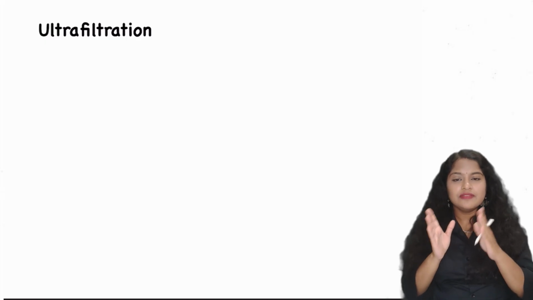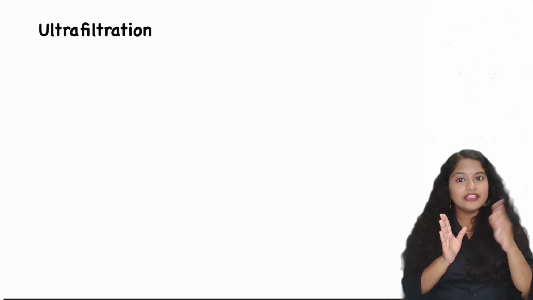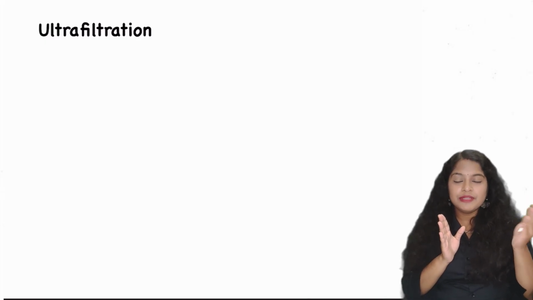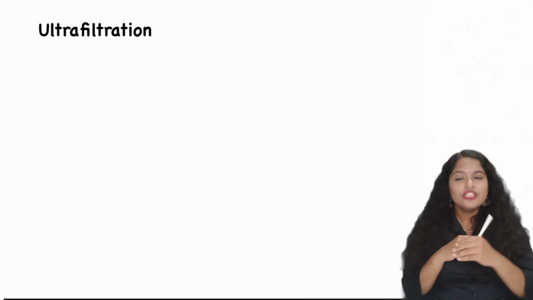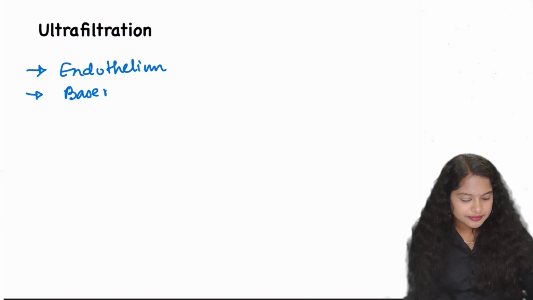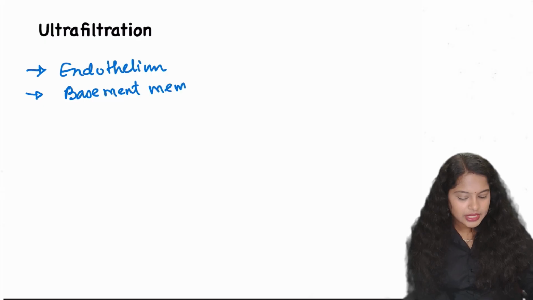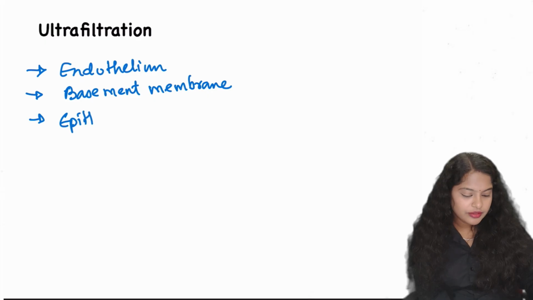So actually for this filtration or diffusion to happen, 3 layers should be there. Like we have learned the diffusion membrane between the alveoli and blood vessels, the same kind of diffusion membrane is present between the glomerulus and the blood vessels. So we will see what it is. We have the first one as the endothelium of glomerulus. Then we have the basement membrane and the Bowman's capsule's epithelium.